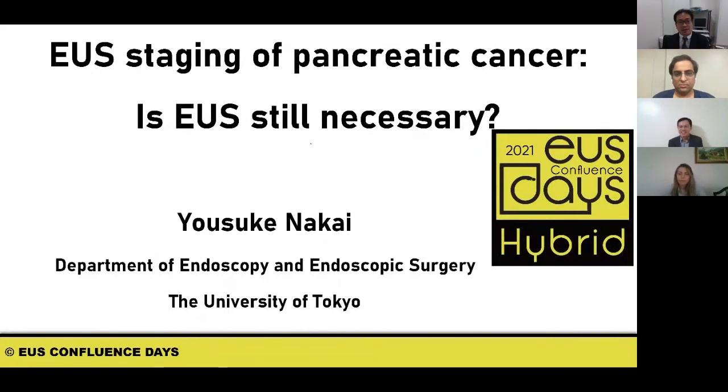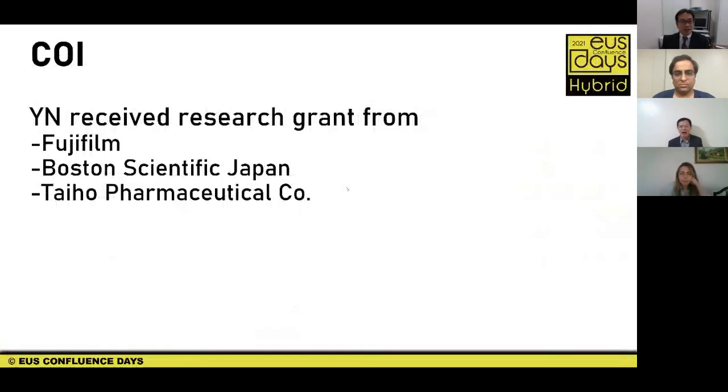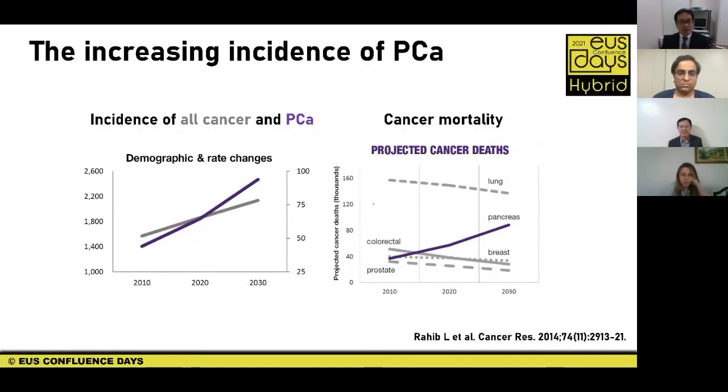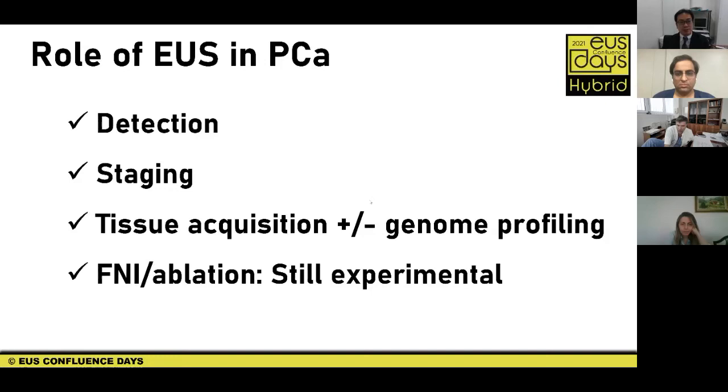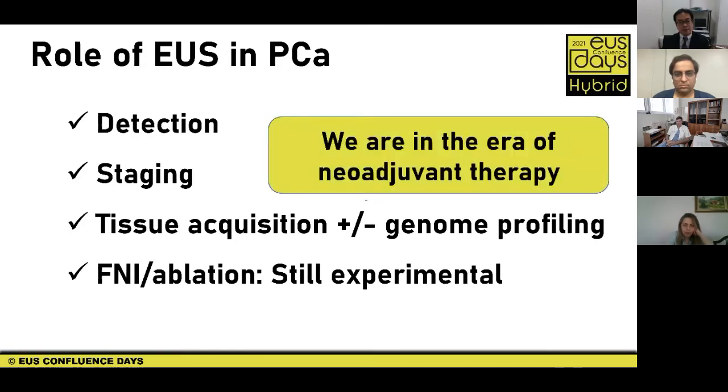So I will talk about EUS staging of pancreatic cancer. As we all know, the incidence and the mortality of pancreatic cancer are increasing year by year. There are some roles of EUS in pancreatic cancer: detection, staging, and tissue acquisition with or without genome profiling. And maybe in the future, there may be a role for fine needle injection or ablation of pancreatic cancer. And we have to think that we are in the era of neoadjuvant chemo or chemoradiation therapy for pancreatic cancer.